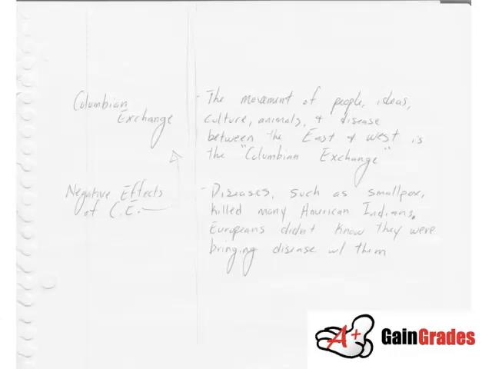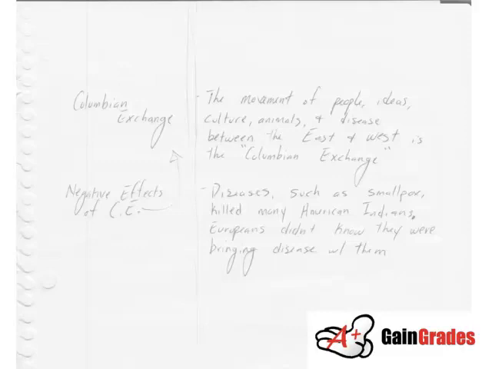So here's just an example of some notes from a GE World History class. Now notice the right column is about 2/3, maybe 3/4 of the page, and that left column is maybe 1/3 or 1/4. So in that right column, you're taking the normal notes you'd be taking from lecture. So I was learning about the Columbian Exchange in this world history class. So I wrote the movement of people, ideas, culture, animals, and disease between the East and West is the Columbian Exchange, in quotes, because that was the term we were learning about in that lecture.